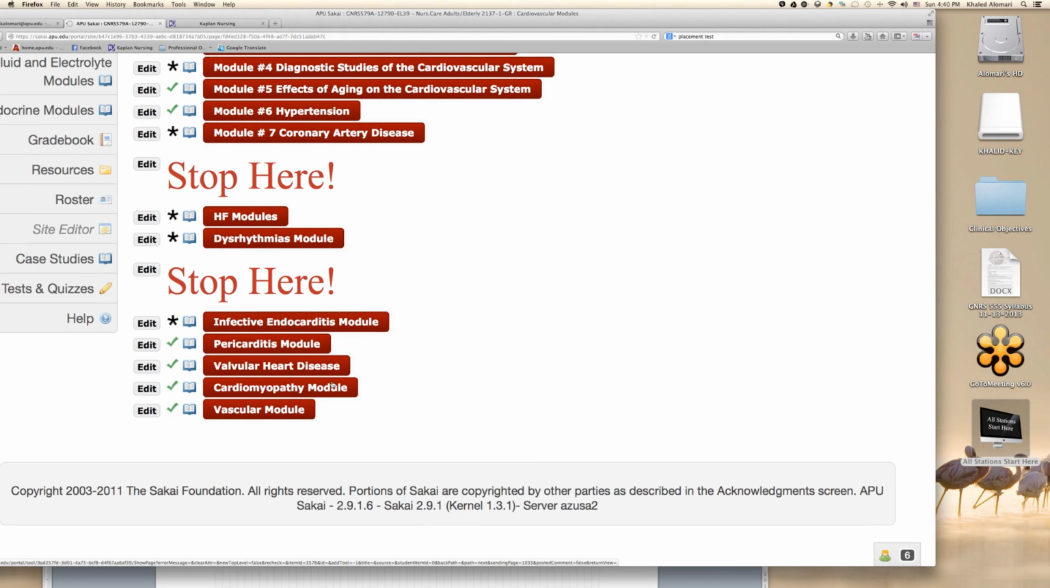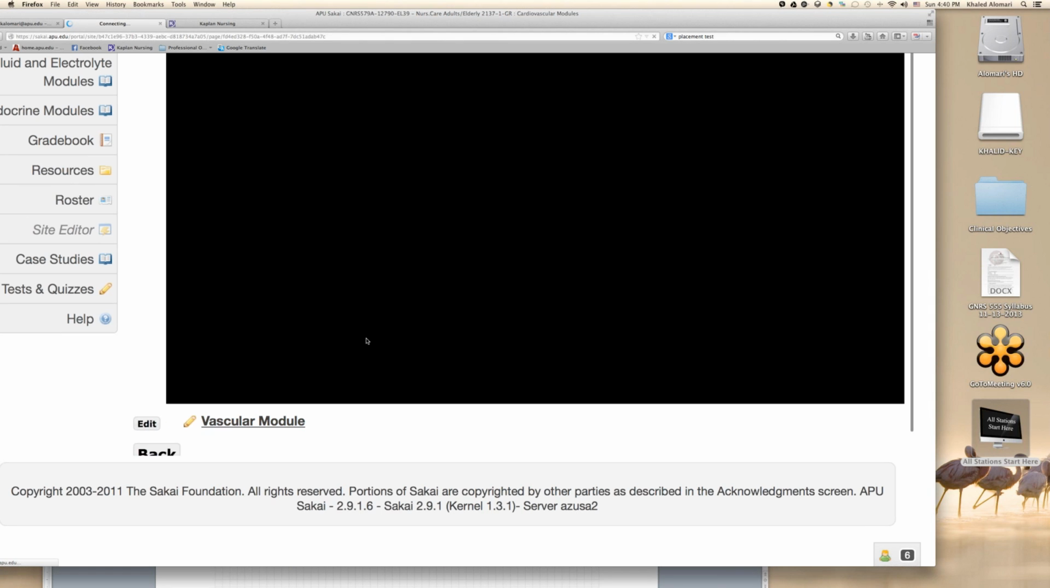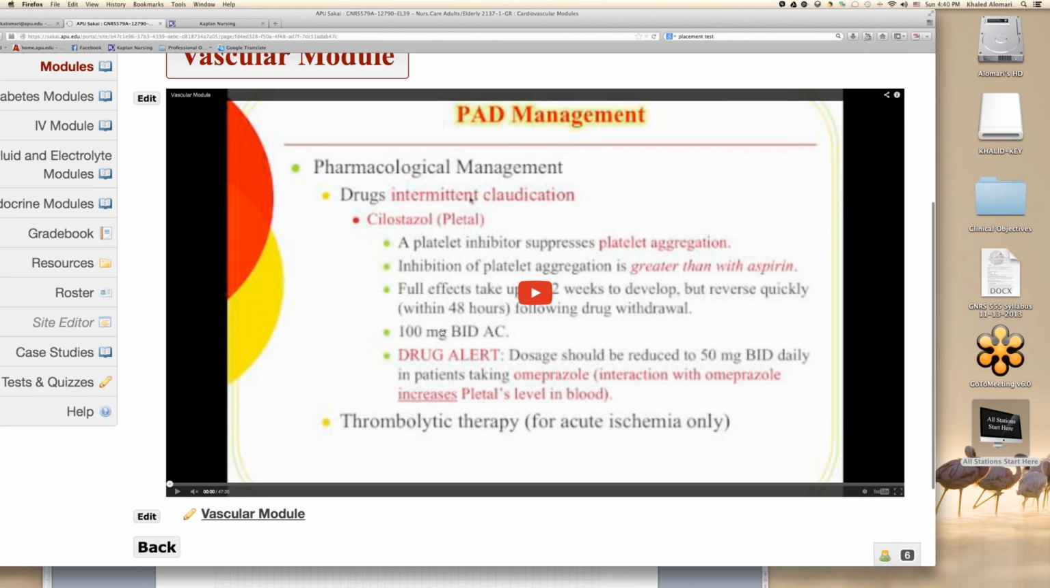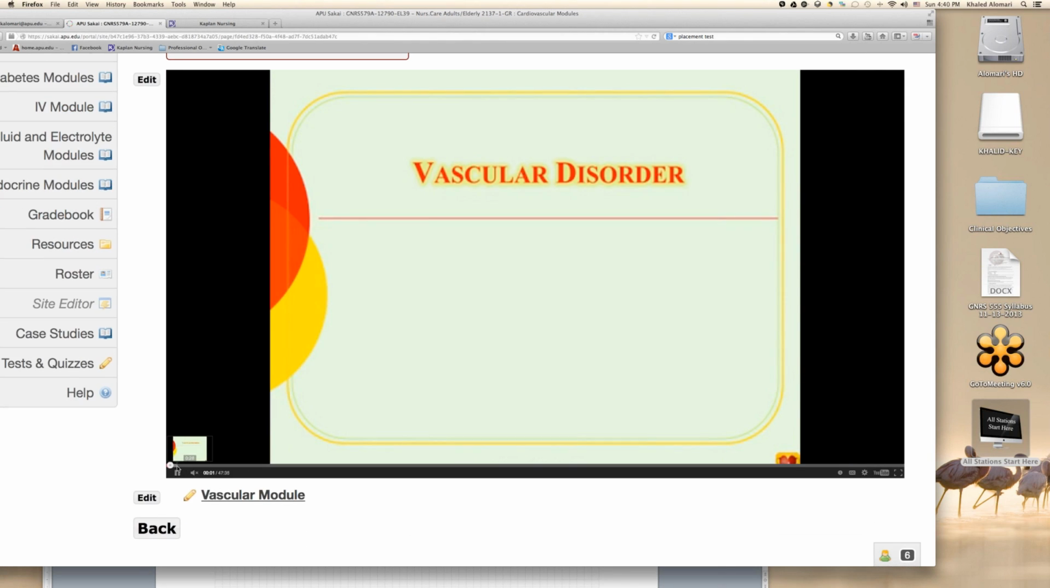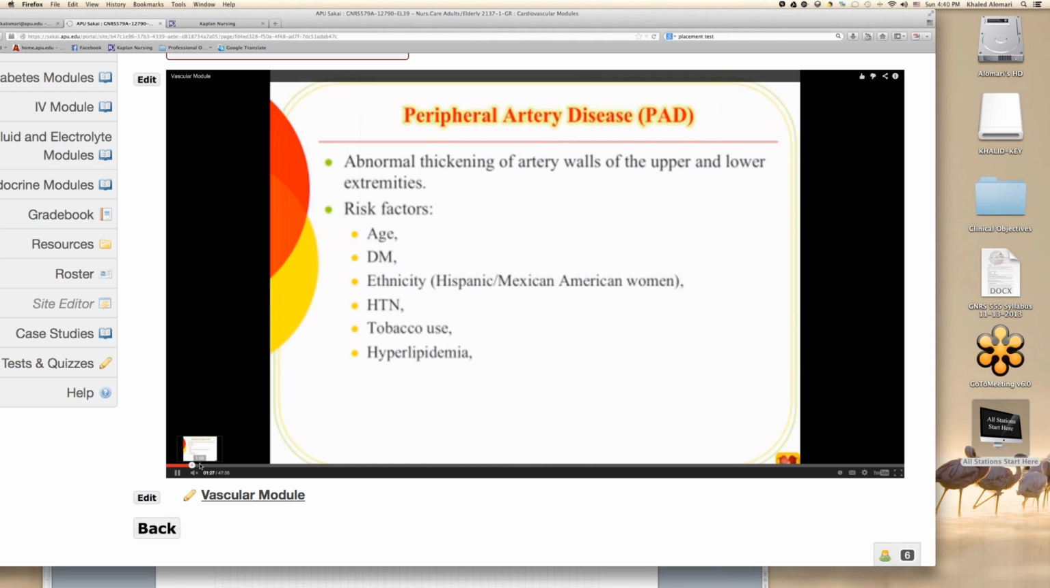Okay. The last one I'm just going to go over is the vascular. Major, we talked about how you have to understand and know the difference between the arterial and the venous problems and how to differentiate, as well as the management. And that's pretty much it.